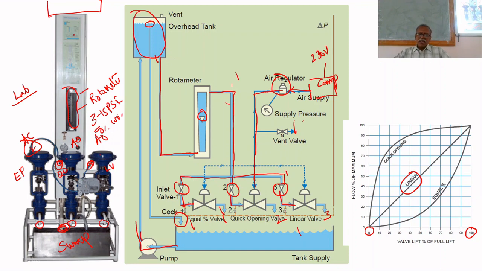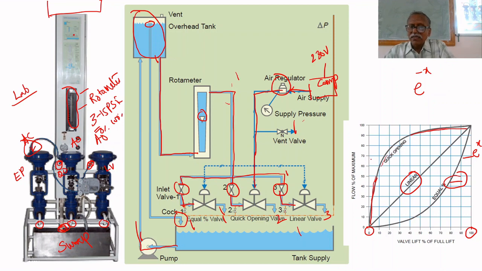For an equal percentage valve, initially it is slowly increasing. After some time it is exponentially increasing. Quick opening means initially it is exponentially increasing, and after that it reaches saturation. So these are the 3 types of valves.